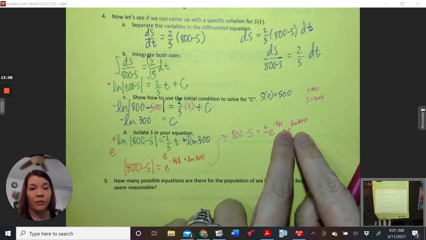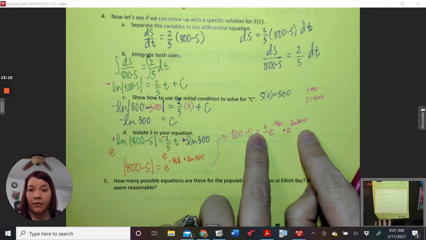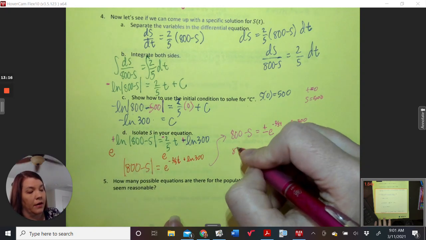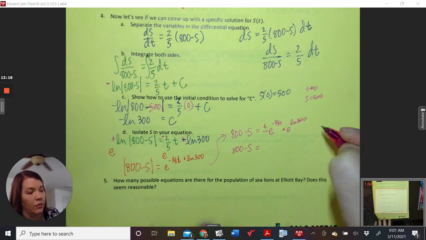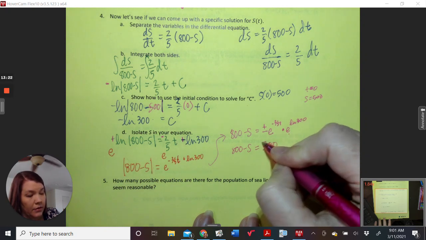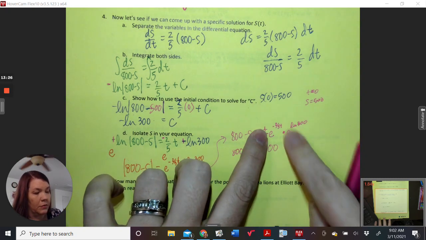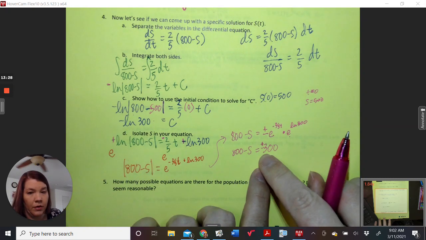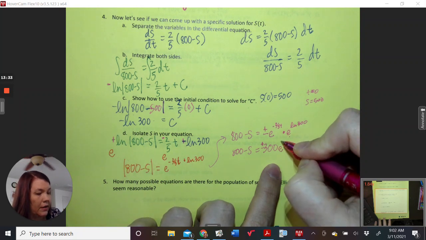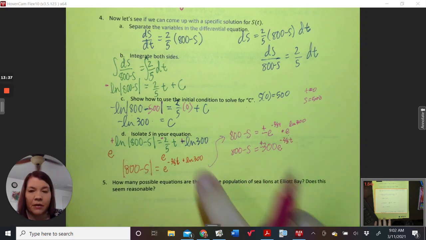So that becomes 800 minus s equals plus or minus 300, because e raised to the ln 300 is 300. I put the 300 in front because it's easier that way, times e to the negative 2/5 t. See why it's nice to clean it up here? All that stuff with the c, where the c kept changing when we were not finding the particular solution, goes away, which is great.